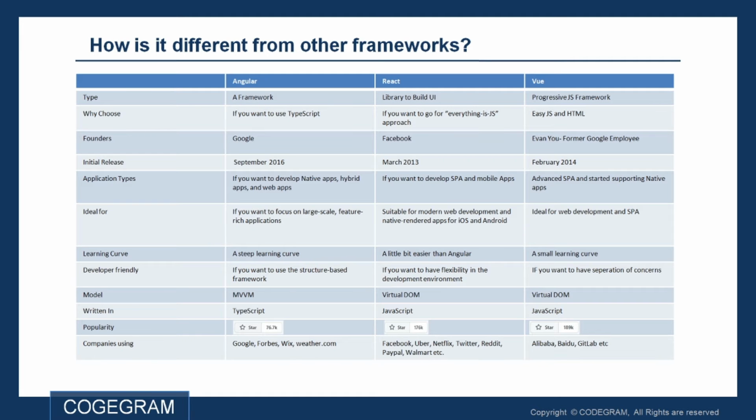Now when we are talking about differences between frameworks, we have Angular, we have React, we have Vue in the market. I found this comparison on the internet, and I'm just giving you these differences. As you can see, in terms of type, Angular is a framework, React is a library, and Vue is a framework. It is a progressive framework.